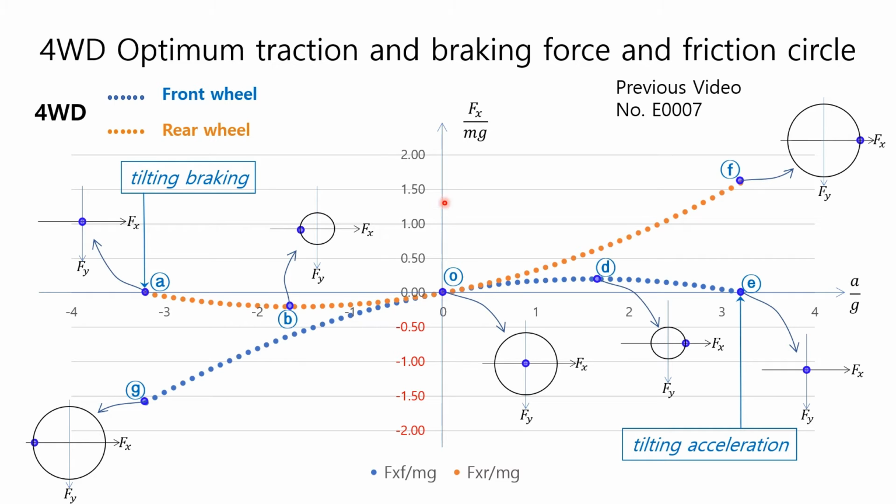Likewise, if the braking torque and friction coefficient of the front wheels are sufficient, braking is possible until the rear wheels reach the tilting braking state A. However, if the friction coefficient is insufficient, the friction circle becomes small and wheel sliding occurs on the front wheel, making braking impossible.